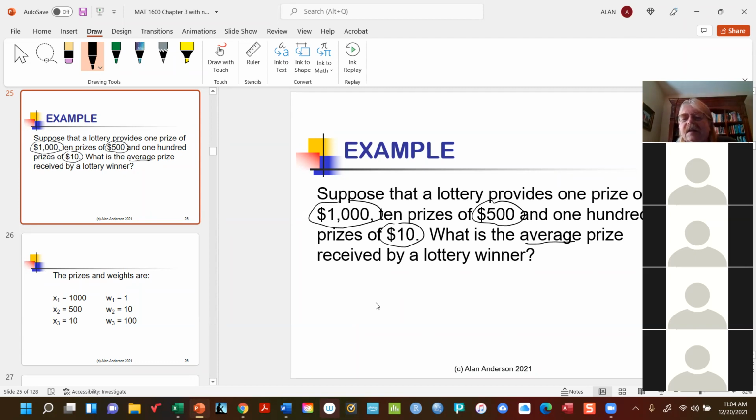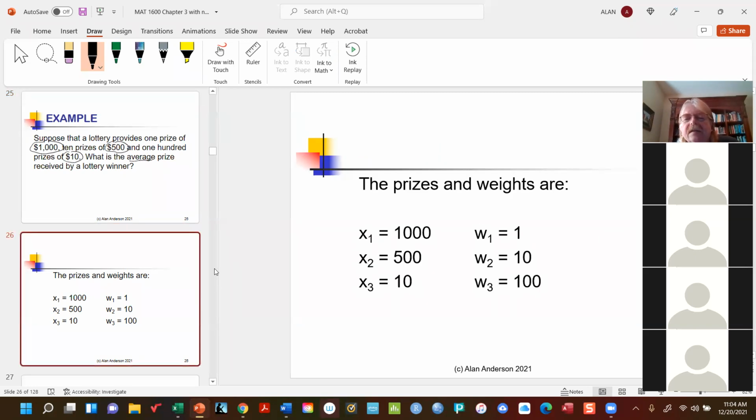That's an example. Now, if there were only 3 prizes, then this would be easy. I'd add them up and divide by 3, but there's a large number of prizes with different values. So the way we're going to set this up is that the prizes themselves will be the X's. So we'll call X1 1,000, X2 is 500, X3 is 10. These are the weights.